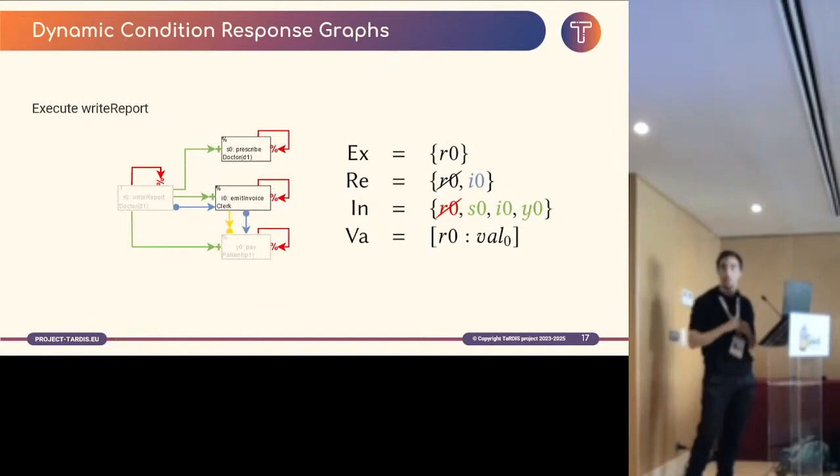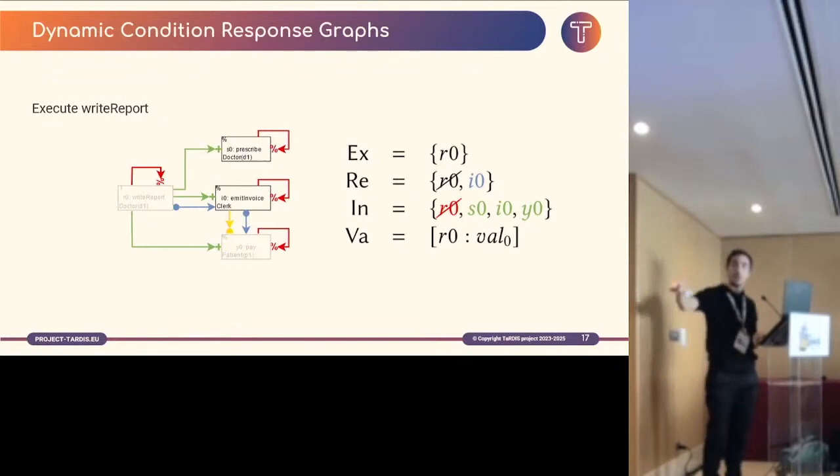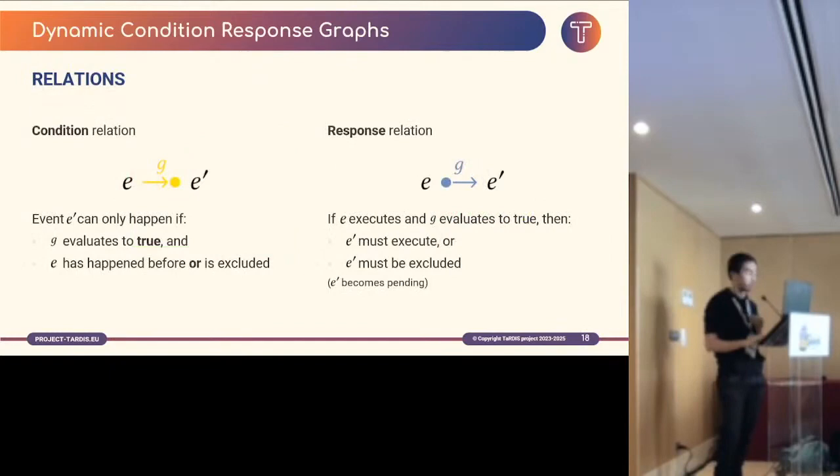Note that although P has now been included, it still cannot execute. This is due to the remaining relations, which we will see in the next slide. Another detail is that the event emit invoice is also pending, once more due to one of the relations, which is the response relation.